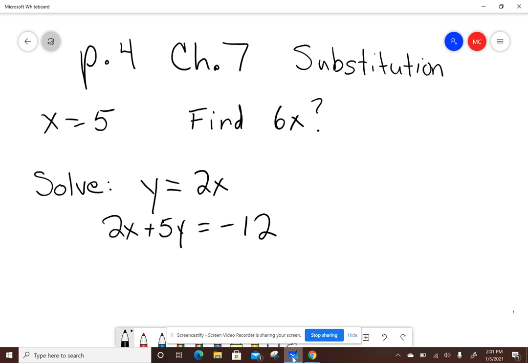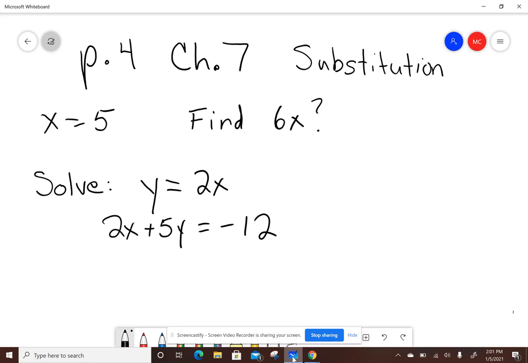Okay, so if you turn to page 4 in your chapter 7 packet, we're going to go over another way of solving systems of linear equations besides graphing. Okay, and this method is called substitution. Now, substitution is something you've been doing for quite a while.